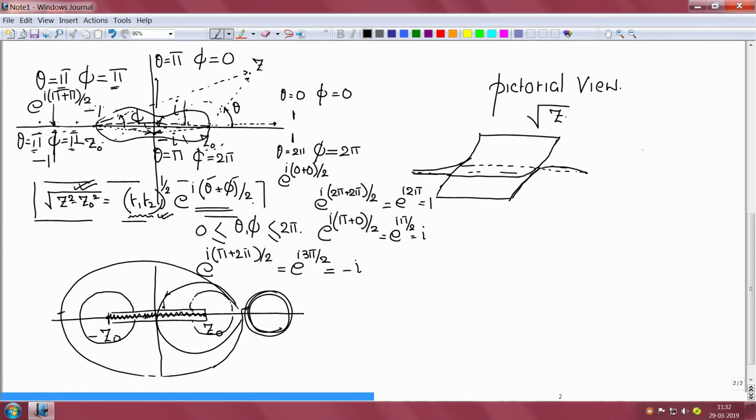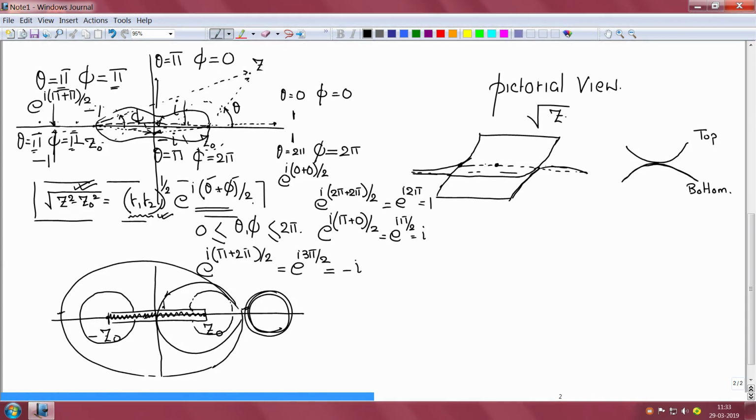So, if you look at it sideways, this is one top paper, top sheet, and this is the bottom sheet. Okay, this is the top sheet, this is the bottom sheet. Now, somewhere here is the origin, let us say somewhere here is the origin. Let me keep this as the origin.